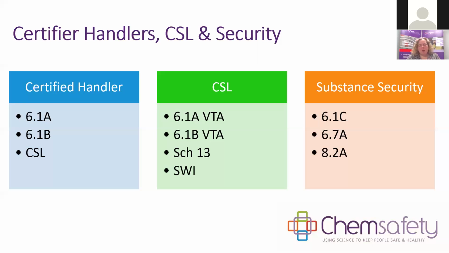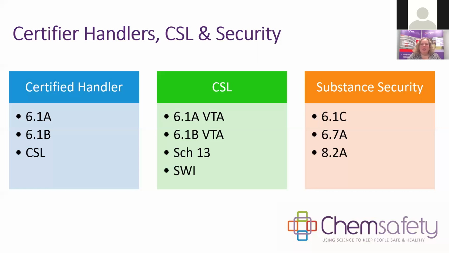So for the 6.1 A and B vertebrate toxic agents, VTAs, and also for anything that's specified in Schedule 13. So there's a range of specific products there as well. So a certified handler is required for handling substances, and the controlled substance license is required for possession of a substance. And having a certified handler certificate is a prerequisite for a controlled substance license.